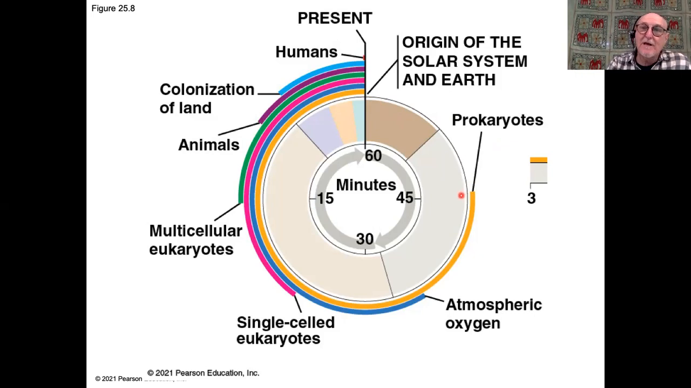You're going to carry on walking, and you're going to end up around about at the village when single cell eukaryotes evolve. Then you're going to walk and walk and walk, and you're going to end up at Brooklyn Bridge around about when colonization of land took place.